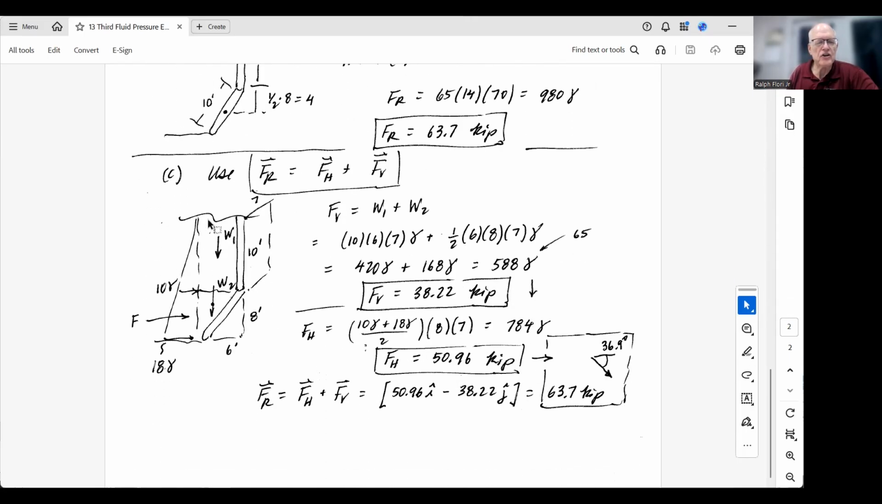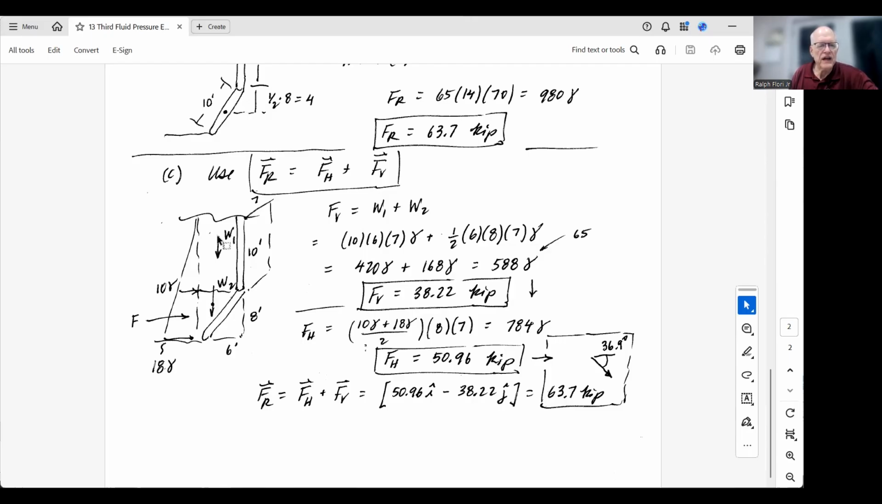So finally, we can actually use horizontal and vertical here as well. So the horizontal on this plate is basically this trapezoid here. And this is 10 gamma here. This is 18 gamma. And now the height here is 8. It's not 10, it's 8. And so my F horizontal is 10 gamma plus 18 gamma divided by 2 times the length of this plate, which is 8, times the width into the board, which is 7. We get 784 gamma for F horizontal, and that's 51 kip horizontal.